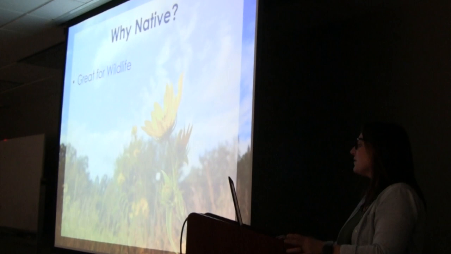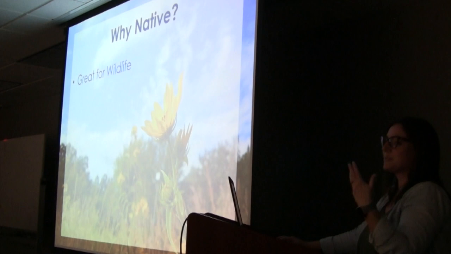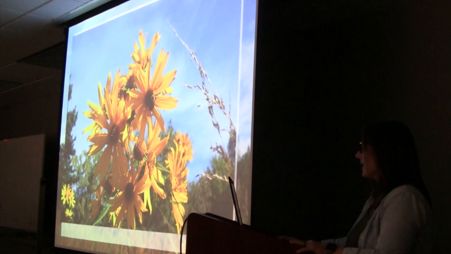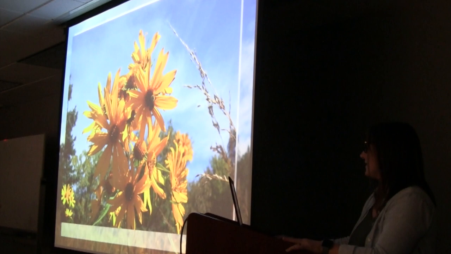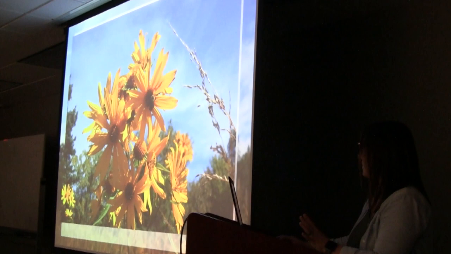So why do we want to plant natives instead? We get that the other ones spread, they get out of control, and it costs money to control them. But why do we really want to plant natives? One, they are really great for wildlife, starting with the bees, to birds, to everything that eats all of those things. They're great for native wildlife, for nectar sources, for nesting sources. So we need them for wildlife, definitely.